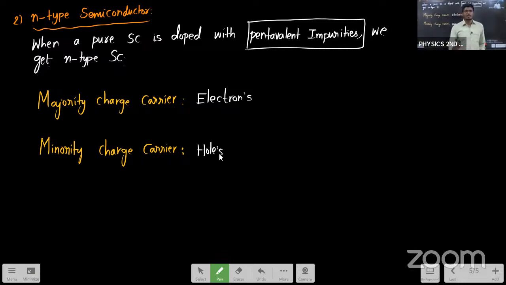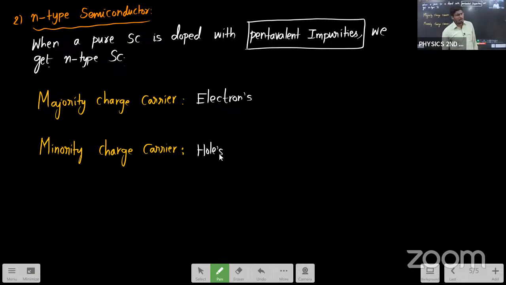So what are the things that we have discussed? We have discussed intrinsic and extrinsic semiconductors, and how an intrinsic semiconductor is formed. An intrinsic semiconductor is nothing but a pure form of silicon or germanium. When we dope that pure semiconductor, we get an extrinsic semiconductor. Based on the impurities, when we add trivalent impurity, we get P-type semiconductor. When we add pentavalent impurity, we get N-type semiconductor.